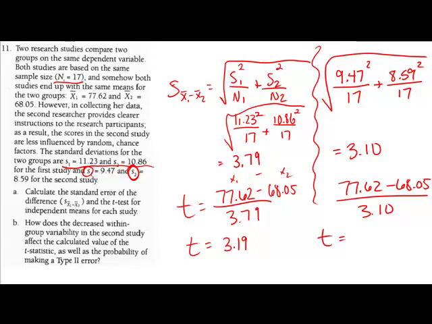Stupid calculator. Clear. 77.62 minus 68.05 equals, oops, you forgot the decimal point. 99% of the mistakes I make are me typing numbers into a calculator.